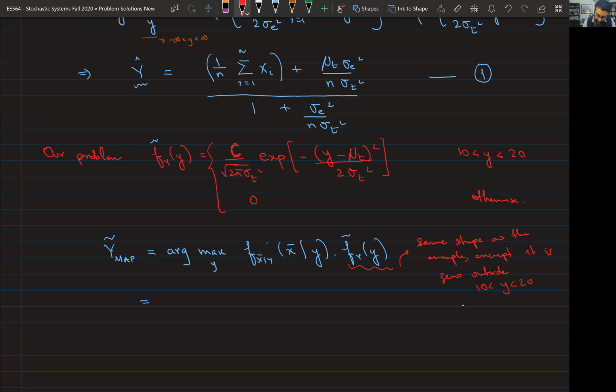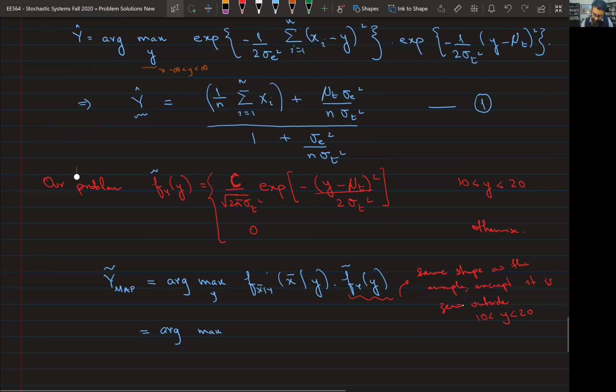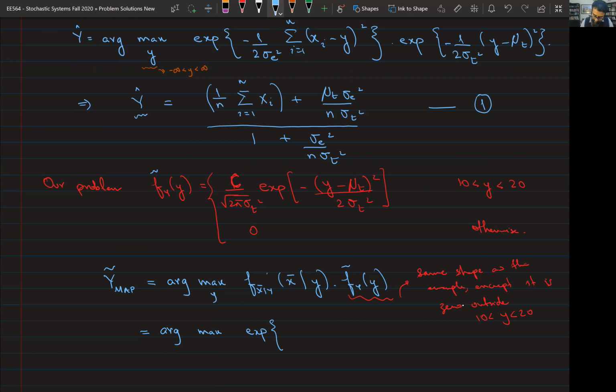So this is going to turn out to be argument max. And here, the objective function is exactly the same as I had earlier. So this is exponential of minus 1 upon 2 sigma_e squared, summation i equals 1 to n, (x_i minus y) whole squared, times exponential of minus 1 upon 2 sigma_t squared times (y minus mu_t) whole squared.